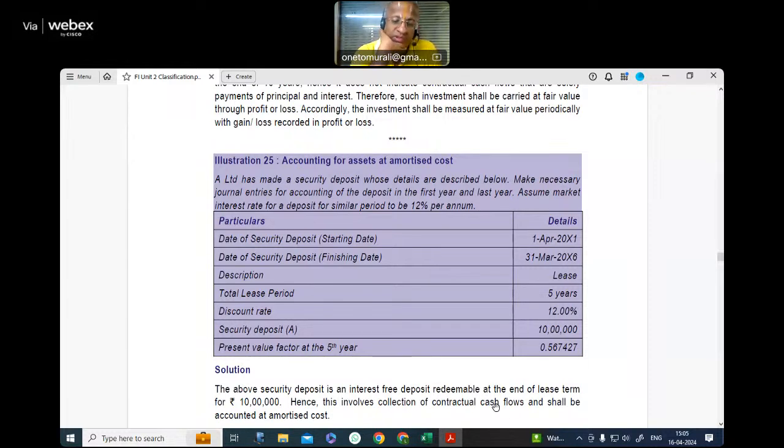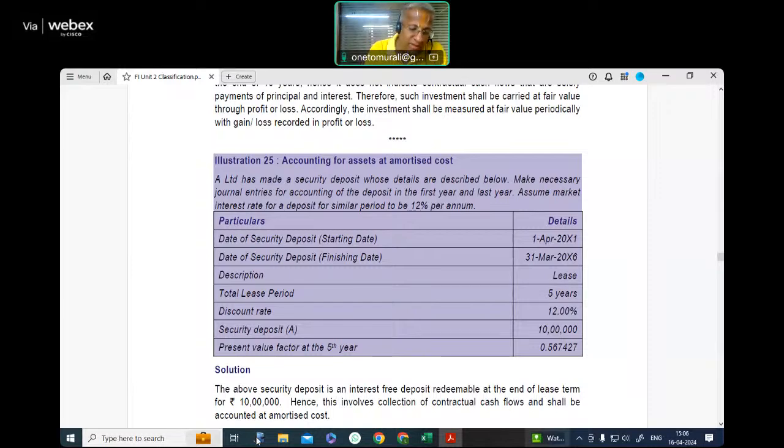So in whose books has this item got to be taken up? A Limited made a security deposit on 1st of April, where they are getting 10 lakhs at the end of the period. Correct? At the end of the period, we want this to be taken up. At the time of the initial transaction, how the matter has got to be taken up is what we are expected to carry out now.